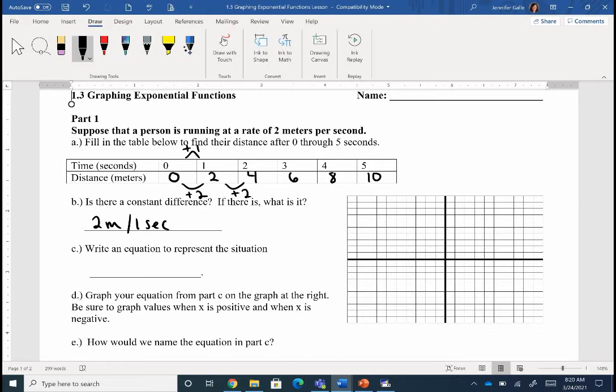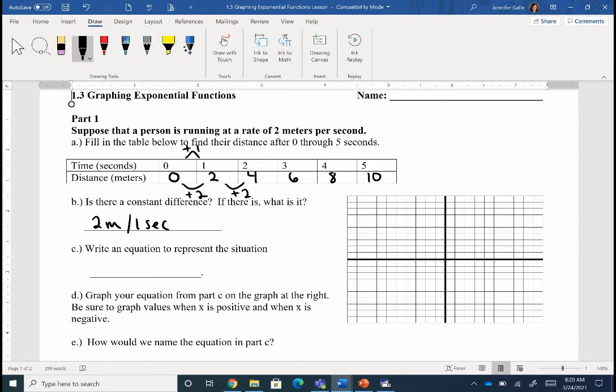So it's easy for us to find. We could easily find if they've been running for 10 seconds how far they've gone because that change is constant. It's 2 meters every second they go. Now, my challenge to you, and this is stuff that you would have done last trimester, that constant rate of change: see if you can write an equation to represent the situation.